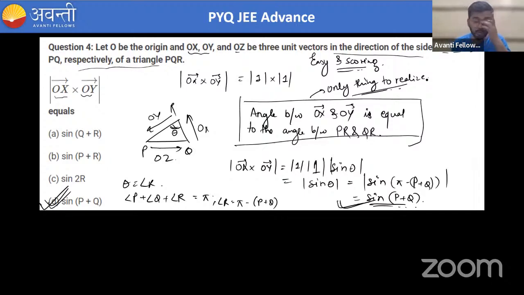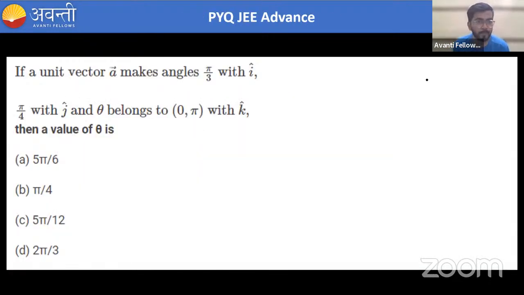Now let us try to solve another question. I hope this question was easy to understand and easy in general. So this was a very scoring question. Now, if a unit vector a bar makes angle pi by 3 with i cap and pi by 4 with j cap and theta belongs to 0 to pi with k cap, then the value of theta is, okay. This question is also very easy, and these types of questions do come in exams so that you fetch all the marks.